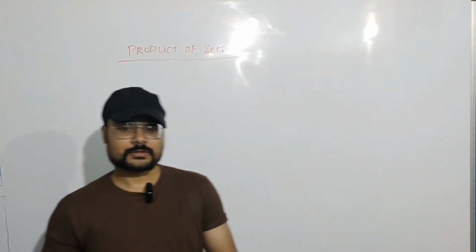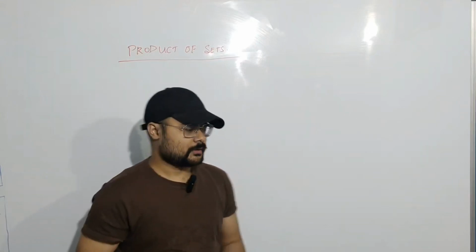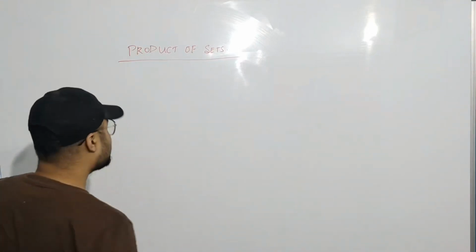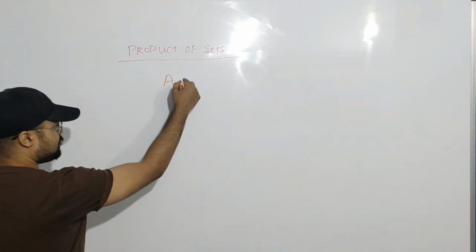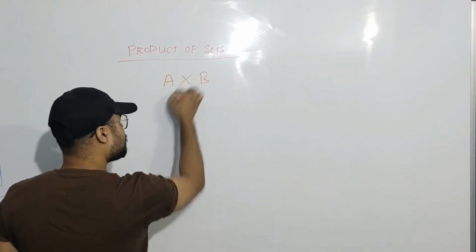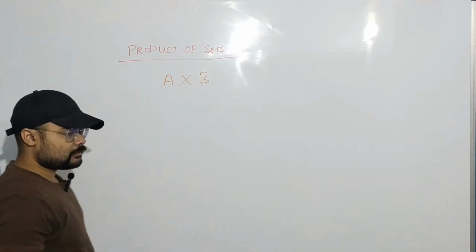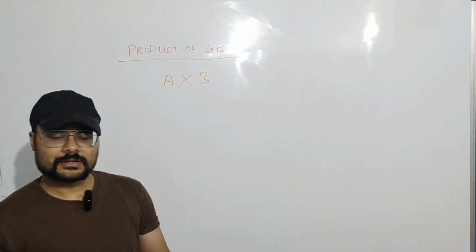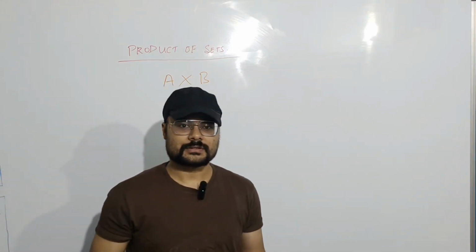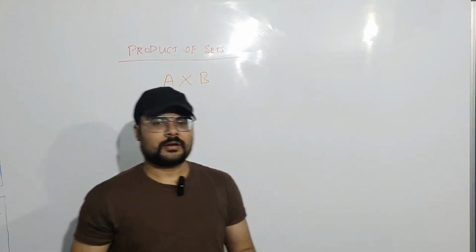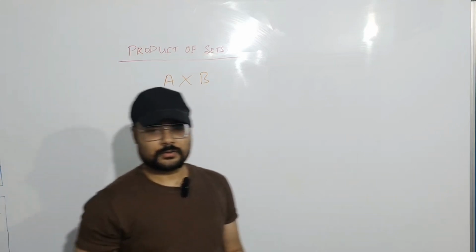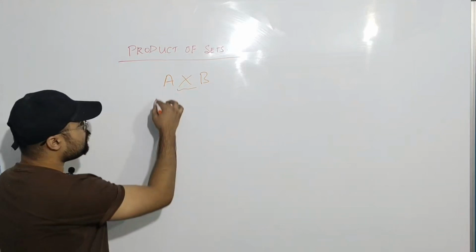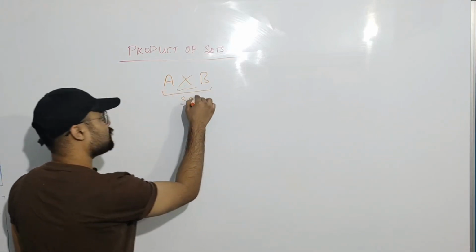Now in this video, let's look at the product of sets. What is the product of two sets A and B? Let's say you have a set A and a set B. Then what is A cross B? We have seen different set operations like union, intersection, set difference, and symmetric difference between two sets, and the result of each is also a set. This is also a set operation, and the result of this set operation is also a set.